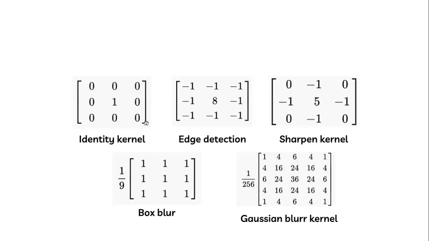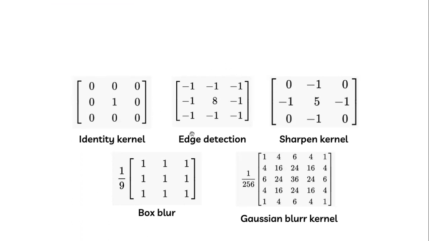Now, this is an identity kernel. See, 0 0 0 0 1 0 0 0 0. It is very simple. We are multiplying every pixel value, adding, and then finding the average value. That is the simple case, right? But the kernel should be specific, like the identity kernel.